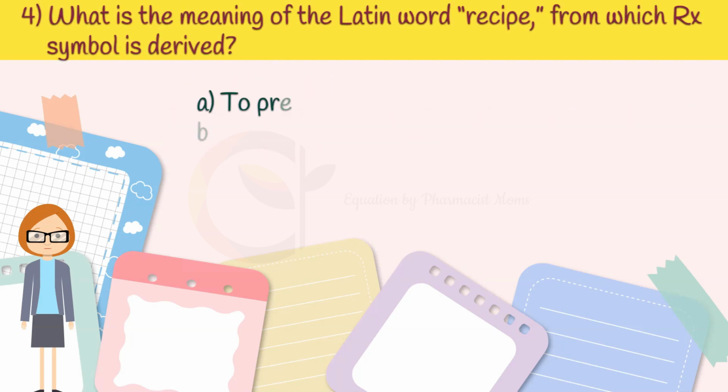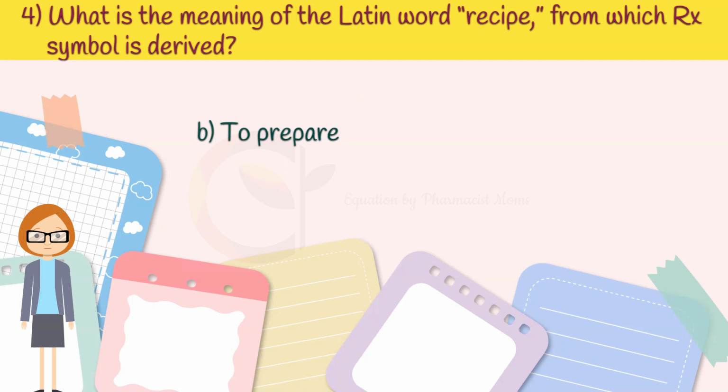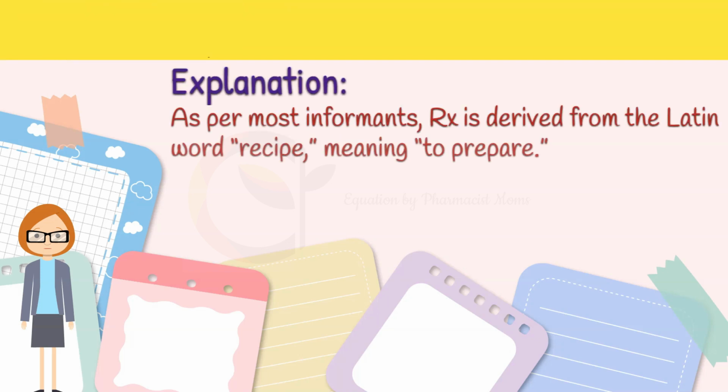Question 4. What is the meaning of the Latin word recipe from which Rx symbol is derived? Option A, to prescribe. Option B, to prepare. Option C, to label. Option D, to dispense. Option E, to take. The correct answer is option B. As per most informants, Rx is derived from the Latin word recipe, meaning to prepare.